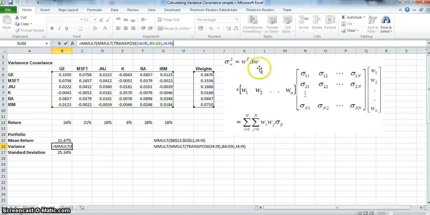In making the estimation for the variance, we took the transpose of the weights. So we transpose the weights here in blue, multiplied by the variance covariance matrix, that's what's in green, followed by a second matrix multiplication of taking the product of these and then multiplying that in turn by the weights. The weights here are given by the I4 to I9 cell reference.